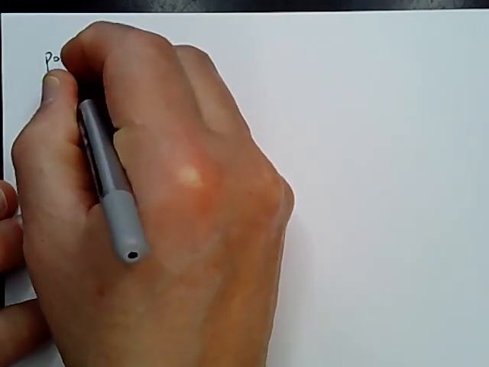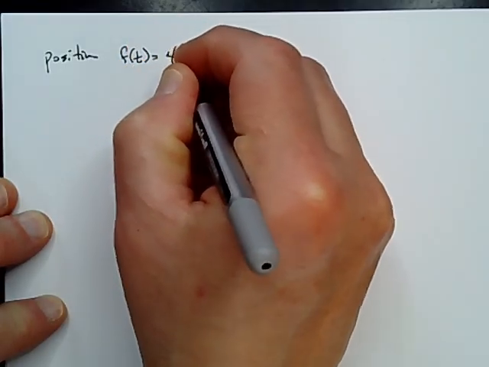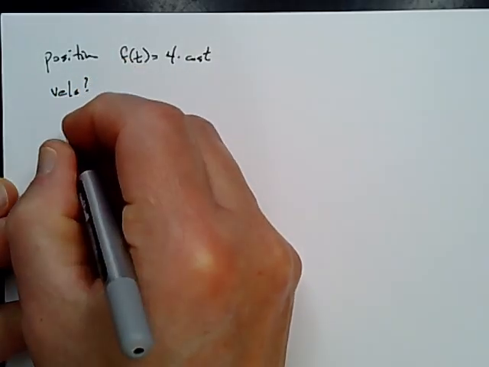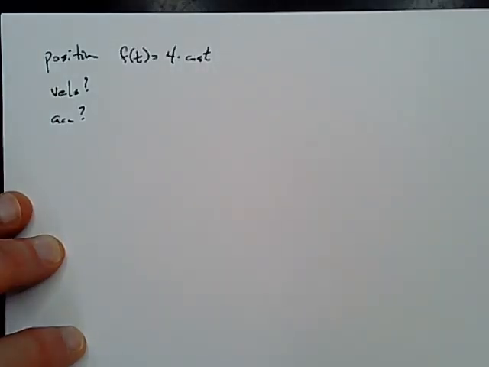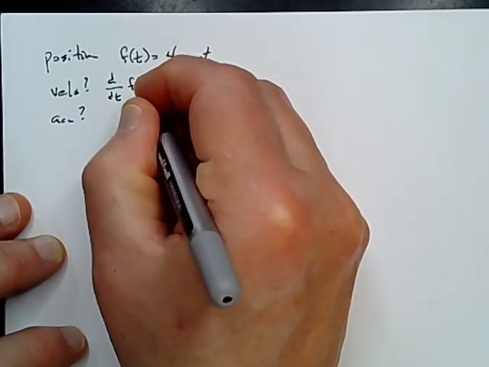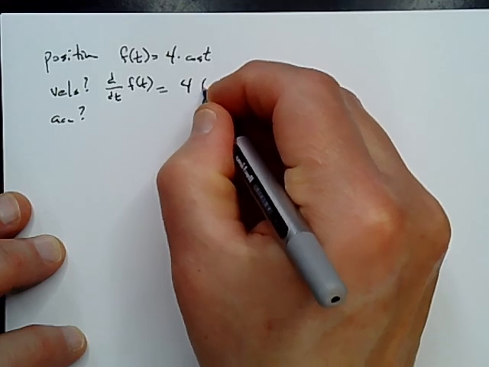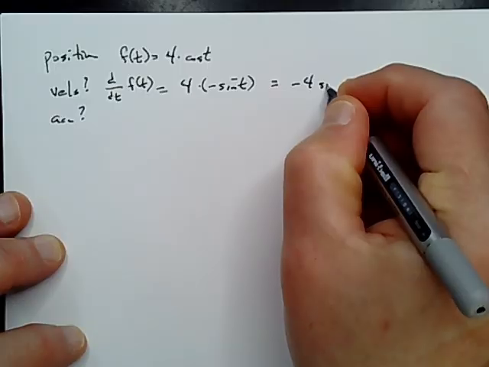So f of t is 4 cosine t. Find the velocity and acceleration. So position is f of t is 4 cosine t, and we want to know velocity and acceleration. So the velocity, of course, is the derivative. So the derivative with respect to t of f of t is the derivative of 4 cosine t. You bring the 4 out, and the derivative of cosine is minus the sine. Probably you would write this as minus 4 sine t.